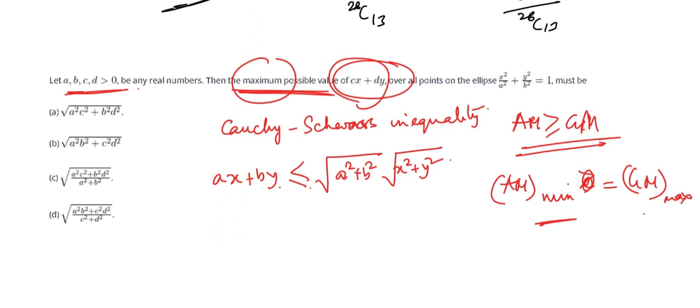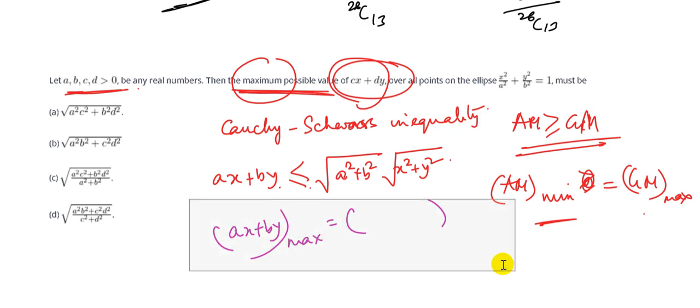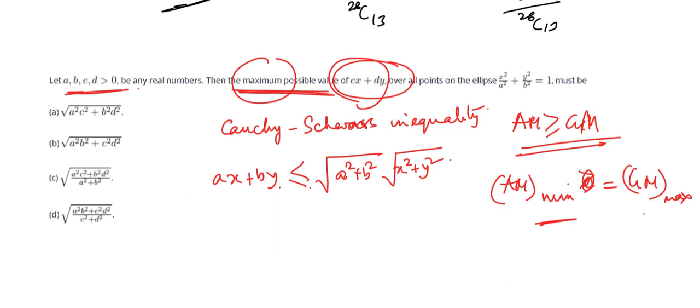So, that means from here I can write ax plus by will always be less than or equal to, so the maxima of this will be equal to this. Right? So, now I apply this in this case. So, cx plus dy. How are you going to write this to apply this? So, root under c square plus d square into root under x square plus y square.